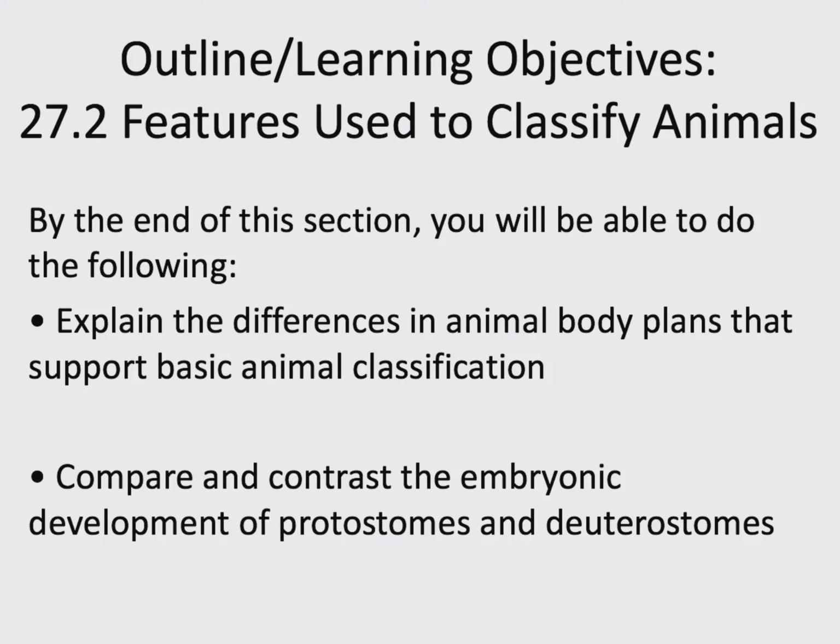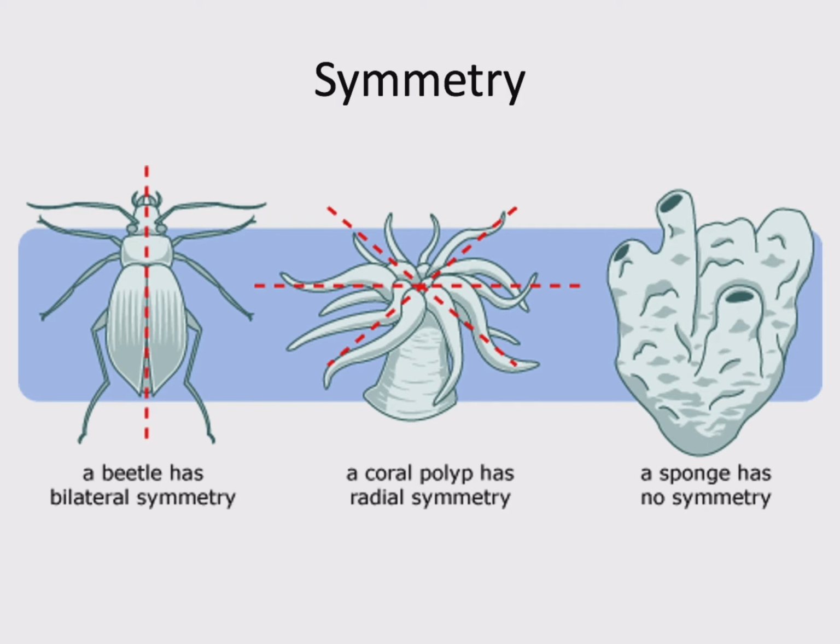And again, this is going to seem kind of dry, but we're going to come back to these ideas as we go through the various and interesting types of invertebrates and vertebrate animals. So let's talk about symmetry. There are three basic types of symmetry that we see in animals.